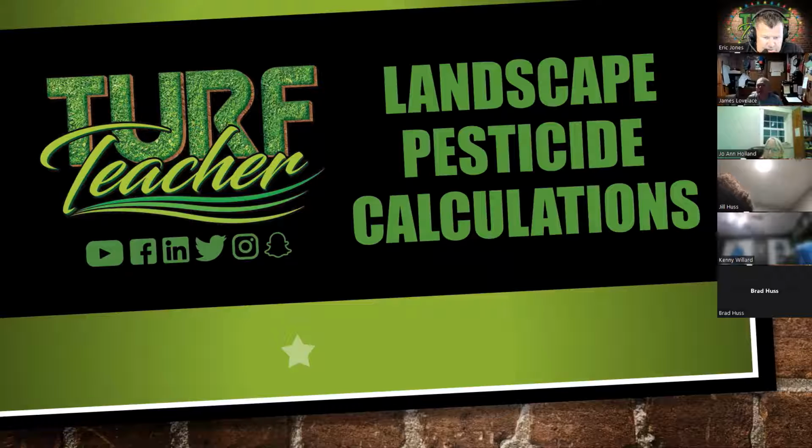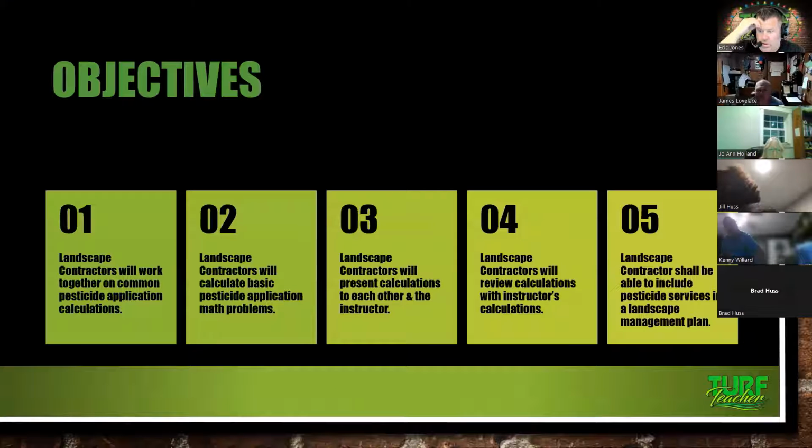So our objectives of the course: landscape contractors or pesticide applicators. We're going to work on some common pesticide application calculations. We will calculate basic pesticide application math problems. We will present calculations to each other and myself. Then we'll review the calculations with the instructors. Basically, we're just going to go over this stuff together. And then you'll be able to include pesticide services in your landscape management plan, if you are doing it.